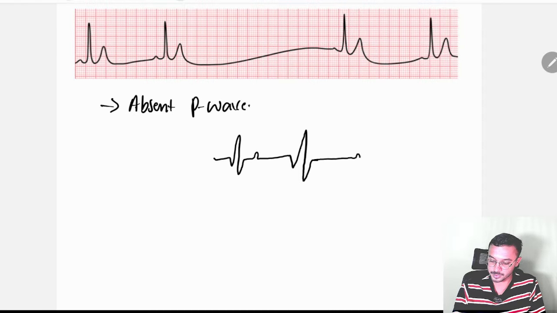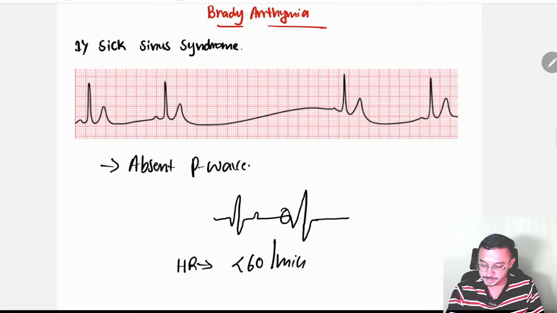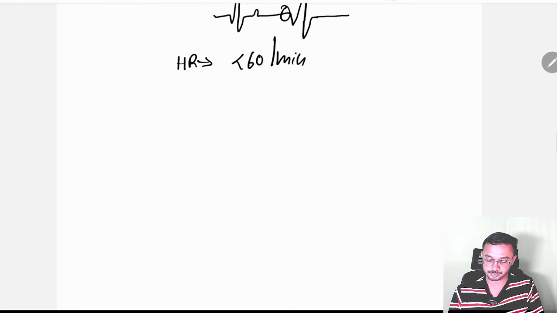Okay, P wave is coming, and in some cases it will be absent. Look here, P wave is absent over here. So this is the ECG. If you look at the heart rate in this patient, the heart rate will always be less than 60 per minute. Look over here, ECG, absent P wave. So this is the characteristic feature of this.